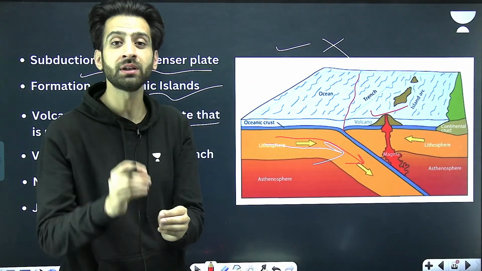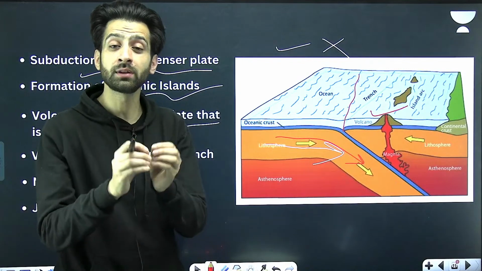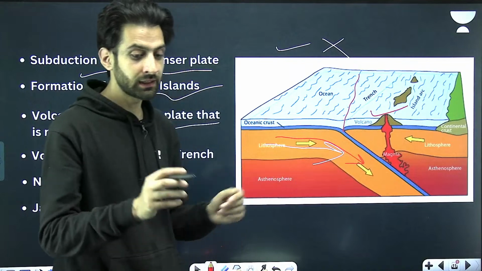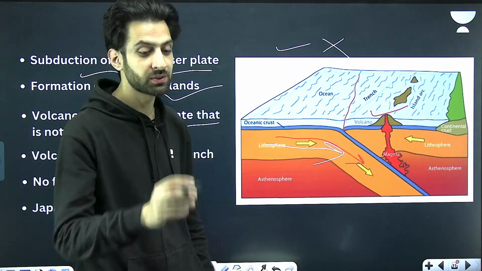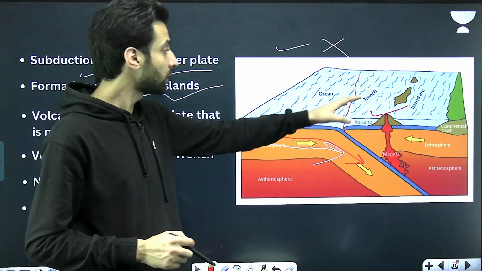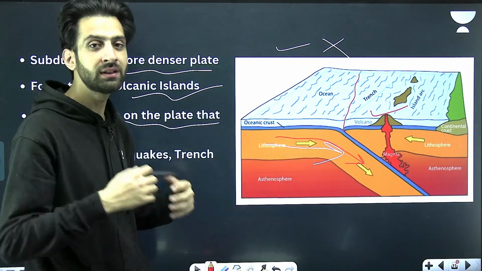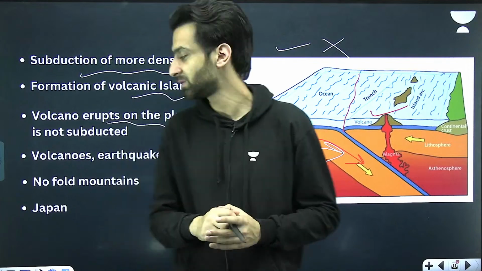This is a very good question. The volcanoes will be on the less dense plate. Correct, formation of islands or the volcanic eruption. That's right. Good answer. So the volcanoes will only form on the less dense plates, and this is how we can figure out which plate is subducting and which plate is not.